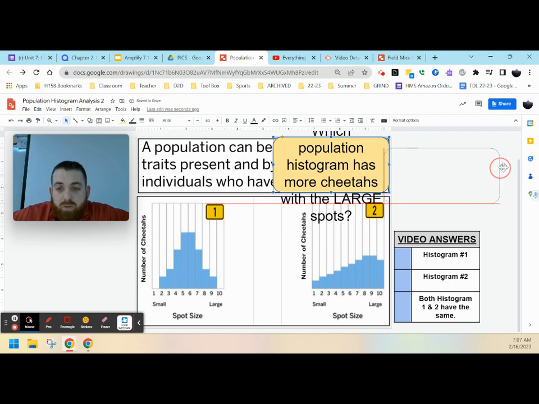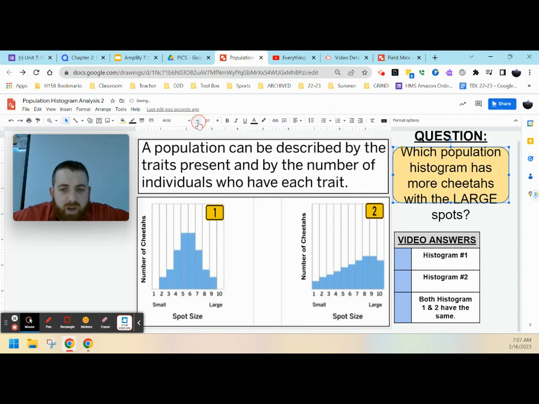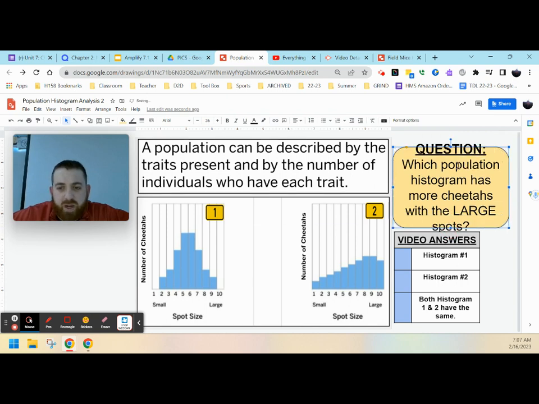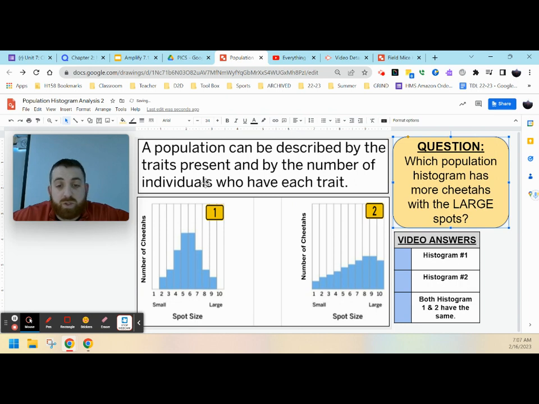So we know, similar to our last histogram problem, that a population can be described by the number of traits present and the number of individuals that have those traits. The traits present would be the variation, and the number of individuals with those traits would be the distribution. If we're focusing on large spots, we're focusing on traits 8, 9, and 10.